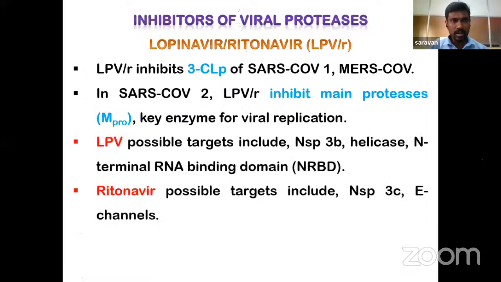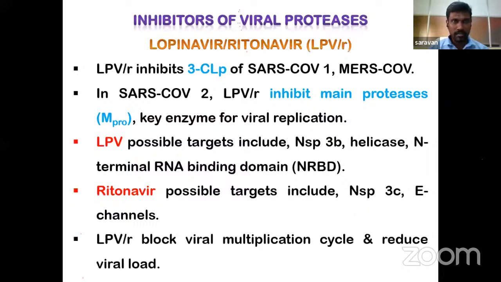Apart from inhibiting the main proteases, lopinavir and ritonavir also target non-structural protein 3b, helicases, and the N-terminal RNA binding domain. And ritonavir can possibly target non-structural protein 3C and E channels. So the lopinavir-ritonavir combination can block the viral multiplication cycle and reduce the viral load in the infected individuals.